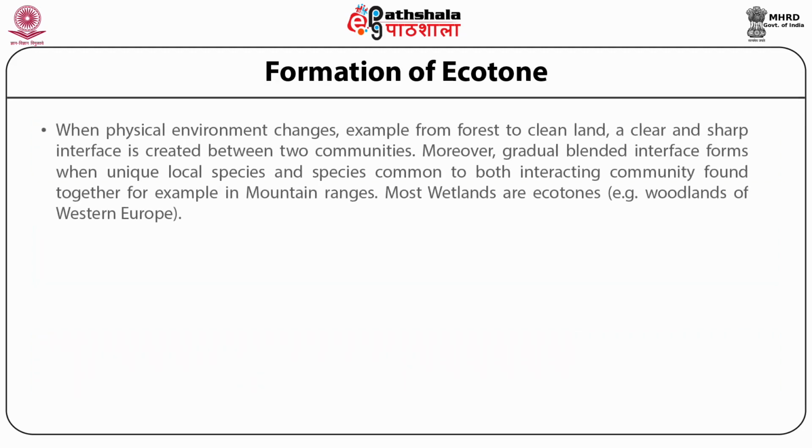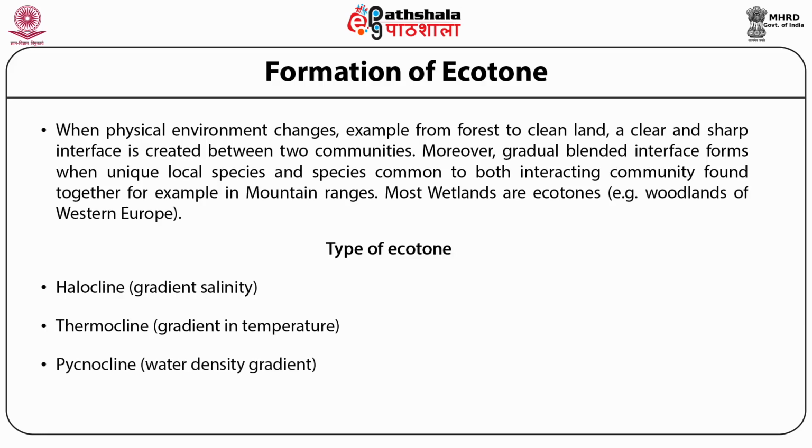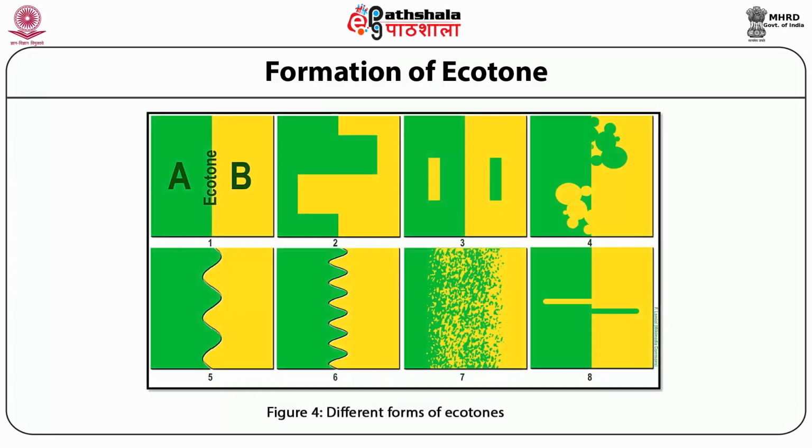Formation of ecotone: when the physical environment changes, for example from forest to cleared land, a clear and sharp interface is created between two communities. Moreover, a gradually blended interface forms where unique local species and species common to both interacting communities are found together. For example, in mountain ranges, most wetlands are ecotones. Example: woodlands of Western Europe. Types of ecotone: halocline, a gradient in salinity; thermocline, a gradient in temperature; pycnocline, a water density gradient; chemocline, a chemical gradient. This figure represents different forms of ecotones.